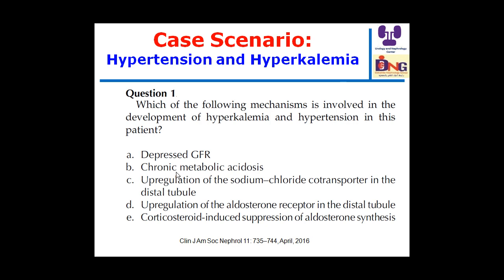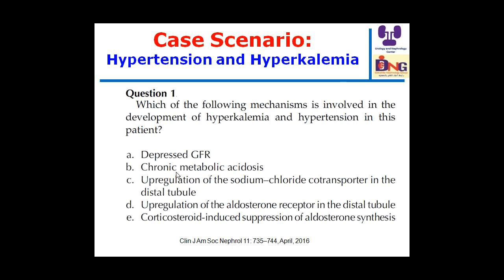Corticosteroid-induced suppression of aldosterone synthesis. With the use of a small dose of cortisone, or prednisone in this case, we cannot expect the suppression of aldosterone release, because prednisone doesn't affect the aldosterone axis, it affects the corticosteroid axis. To suppress aldosterone, you need a big dose of prednisone. So the corticosteroid-induced suppression of aldosterone will not explain the changes. And even if aldosterone is suppressed, it will be associated with hyperkalemia and not hypertension.